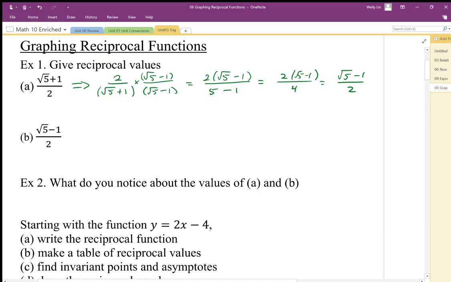And as a decimal value, I'm just going to highlight this, this is equal to 1.618... And this value here is equal to 0.618... And the decimal parts of these are exactly the same. And so part B, we really know what the answer is already. We know that this is the reciprocal of this value here.